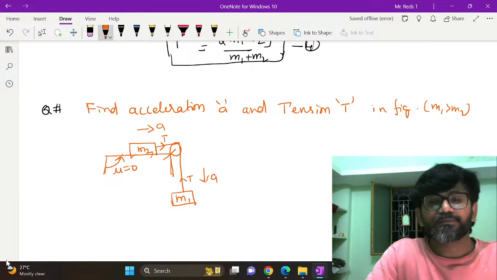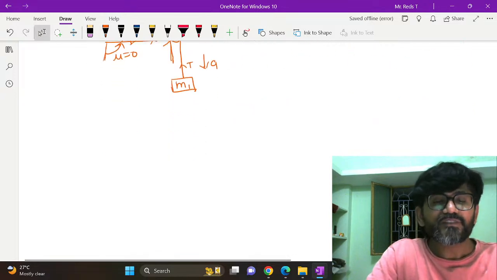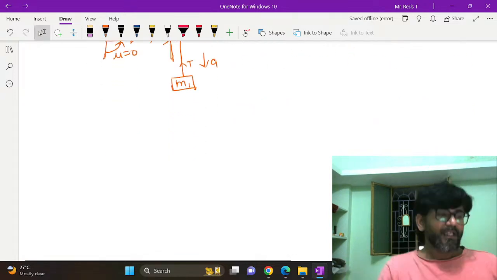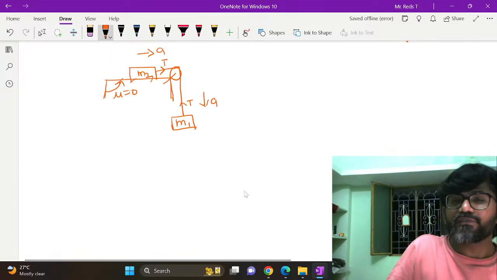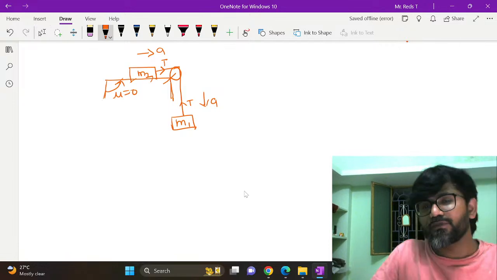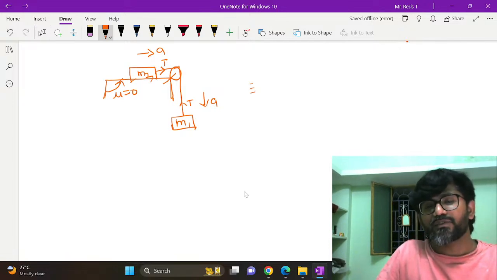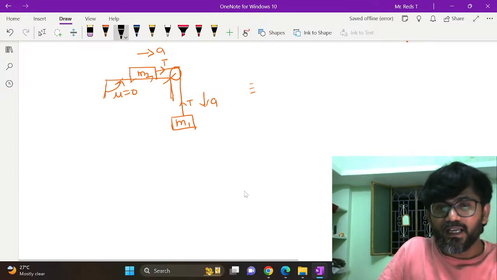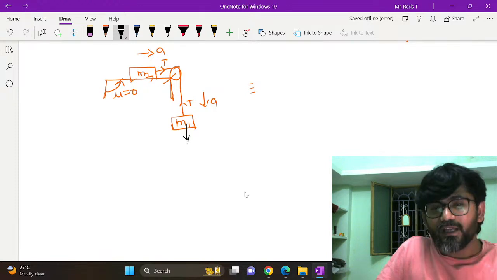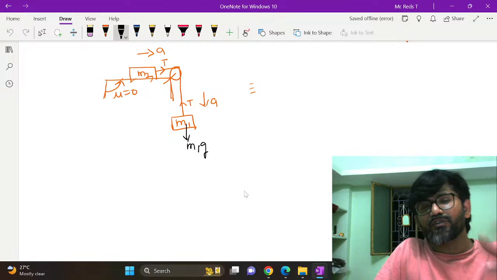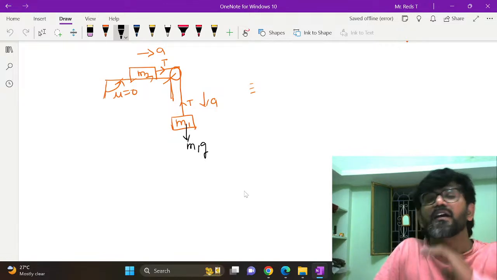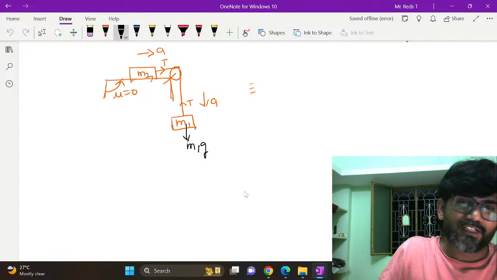What is that shortcut? It says acceleration is equal to net force on the system by total mass. Net force, see here, is all the other forces. As M1 is just hanging, on M1, M1G will act vertically downwards. And of course on M2, because it is on a surface, M2G acts downwards and the normal reaction acts upwards. There is no motion in the vertical direction, so they balance. It is moving horizontally to the right.